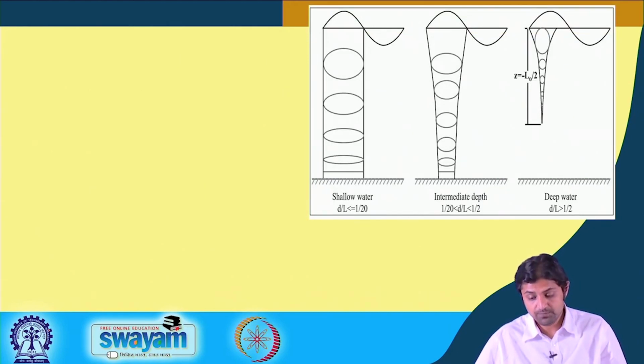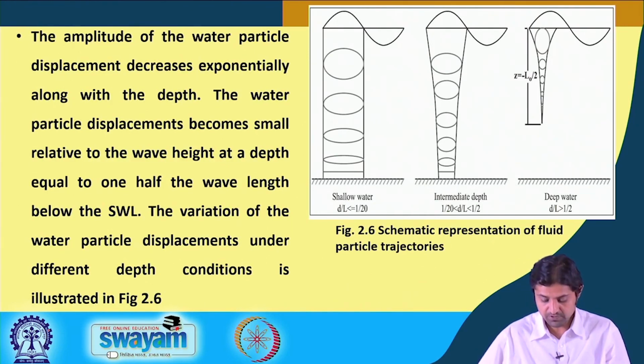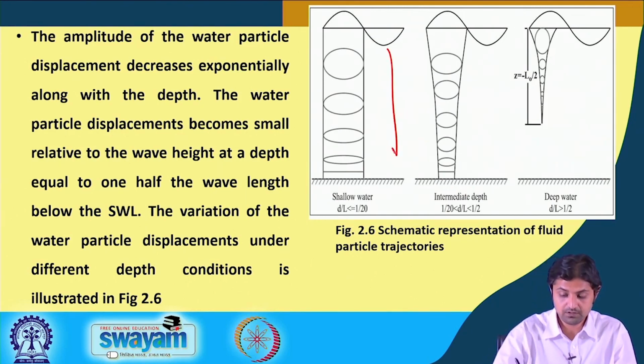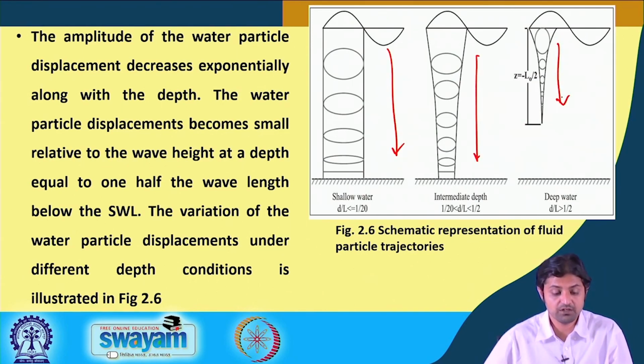So, you see, this is the schematic representation of fluid particle trajectories. The amplitude of the water particle displacement, first of all, decreases exponentially along the water depth. Okay, the water particle displacement becomes small relative to the wave height at a depth equal to 1/2 the wavelength below the still water level, that is the deep water. The variation of the water particle displacements under the depth condition is illustrated in this. All right.